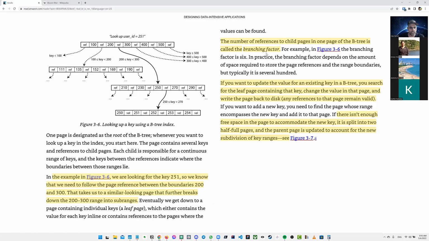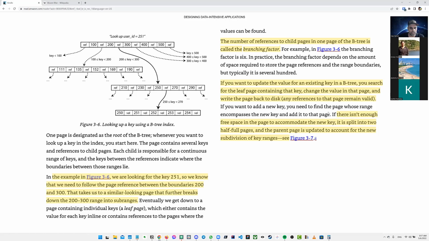And so this is called the branching factor. The number of references to a child page in one of the pages in the B-tree is called the branching factor. In this example, example 3.6, the branching factor is 6. And then in practice, the amount of space required to store the page references and range boundaries can be typically several hundred.